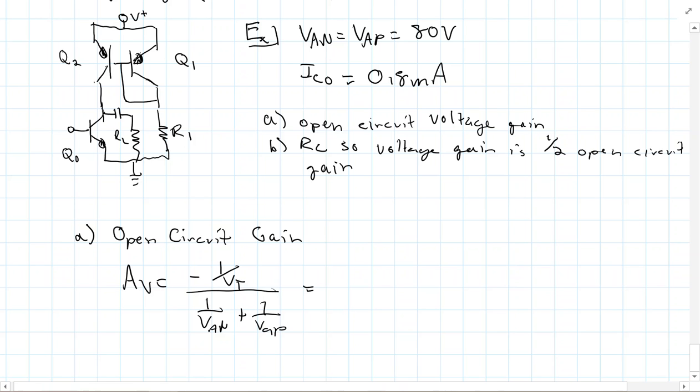And then this is equal to -1 over 0.026 divided by 1 over 80 plus 1 over 80. I'm going to pause the recording here just for a second so I can compute this. And when I compute it, I get -1538 as the gain.